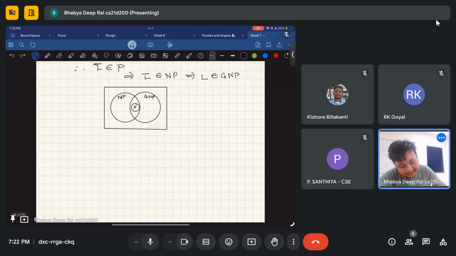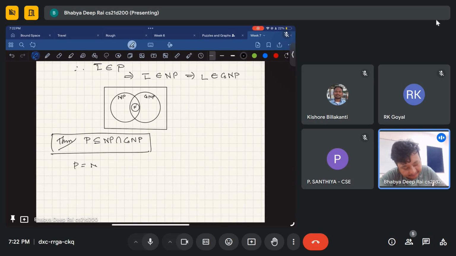So what does that mean? Here's another theorem: P is contained in NP intersection coNP. This is a theorem. Whether P is exactly equal to NP intersection coNP is not known. And whether NP is equal to coNP, this is also not known.